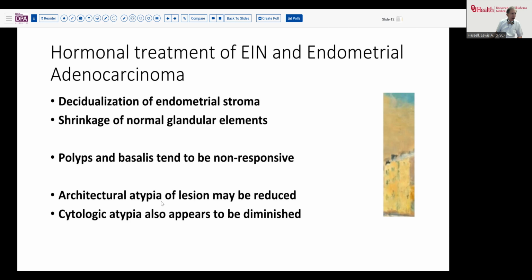But any degree of architectural atypia should be looked at very carefully, because while it may be reduced with these treatments, it may not be totally eliminated. And then, of course, cytologic atypia also can be diminished by this hormone treatment. And so the architectural changes may be the primary feature you have on which to base your diagnosis of residual EIN or residual carcinoma. So let's look at a couple of examples of this situation.